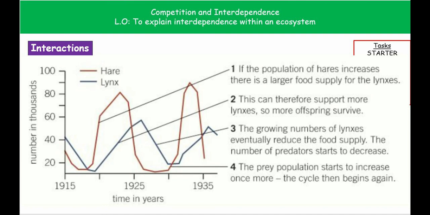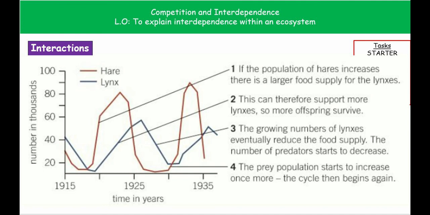Because if we reduce the amount of prey, we reduce the amount of food, so the predators will start to decrease. And then finally, what we see is that the drop in the predator population means there are fewer lynxes eating the hares, so the hares then start to go up again, and the cycle repeats.